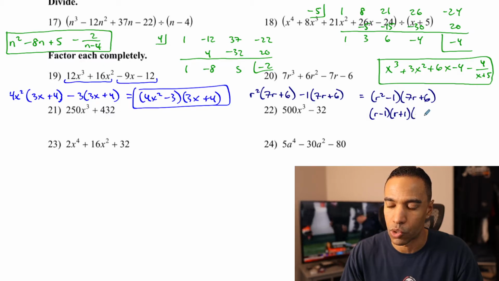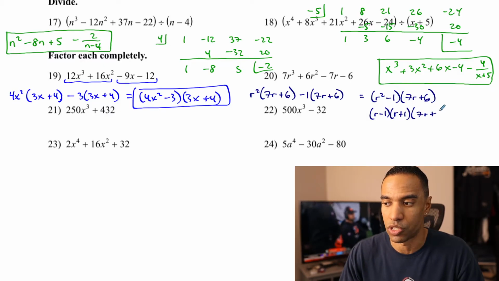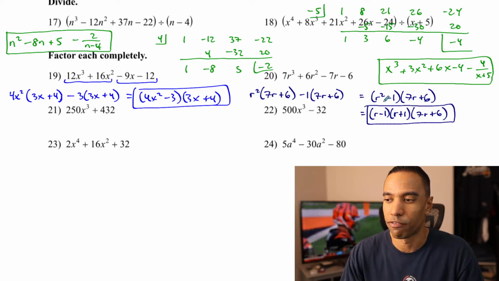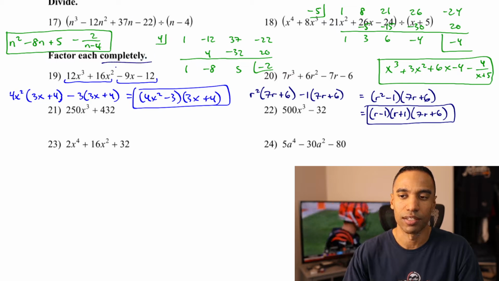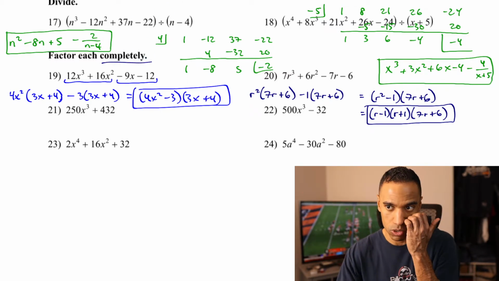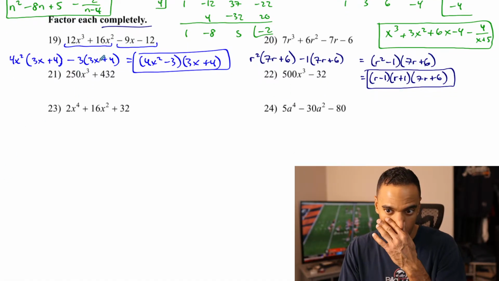One of the many reasons you want to know that a squared minus b squared factors into a minus b times a plus b is so you know when to factor it and what it looks like when you do. And there's the full factorization. When they say completely, we spare no expense. We leave no stone unturned when we go ahead and do that. All right, 250x cubed plus 432.